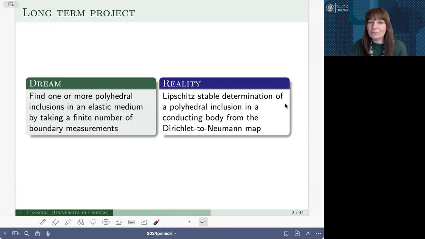This was our dream problem, but the reality is that at this point we are able to prove Lipschitz stable determination of polyhedral inclusion in a conducting body from the Dirichlet-Neumann map. So we are still not there for the right problem, so we are dealing with conductivity problem instead of the elasticity one, and we still are taking all the measurements, so all the Dirichlet-Neumann map. But along the way, I will try to tell you how this result will take us more or less to the right place, very close to our dream result.